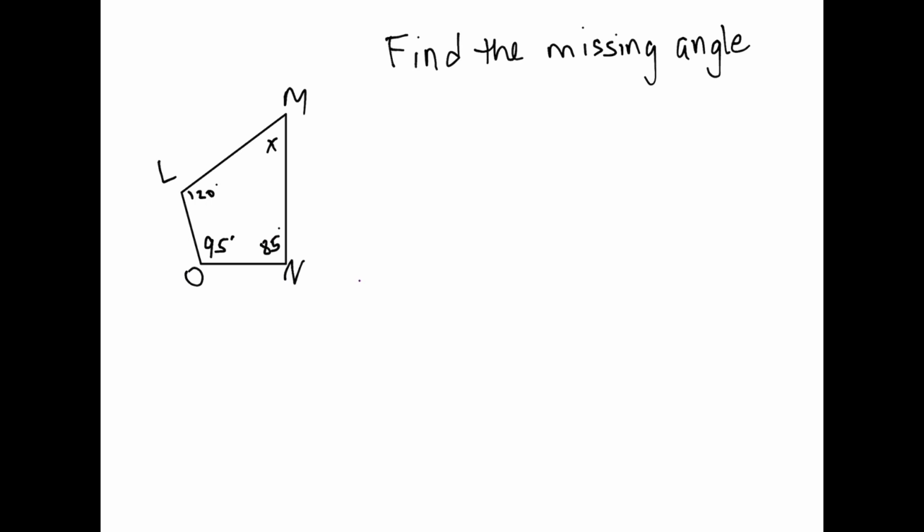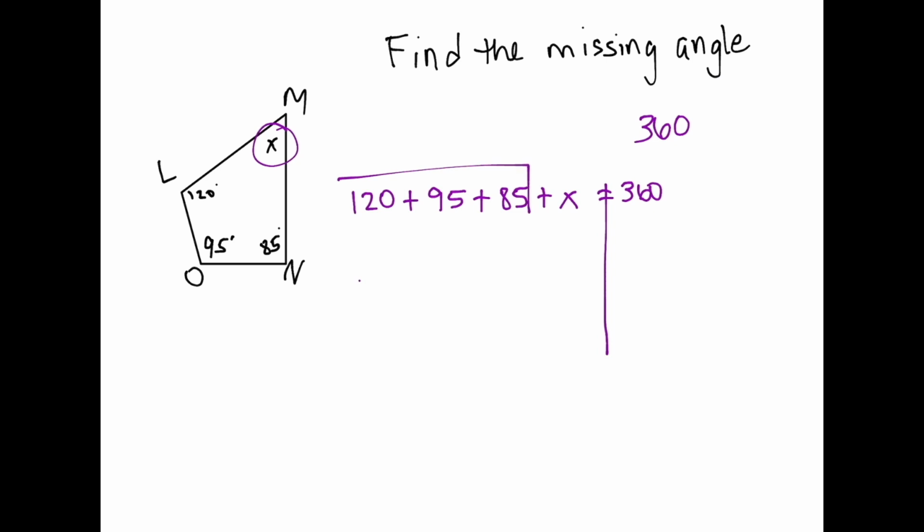Go ahead and pause the video and try to find the missing angle of this quadrilateral on your own. Now let's see how you did. We're looking for this angle here. The sum of the angles is 360. So you can take 120 plus 95 plus 85 plus x and get a total of 360. First step is to add the angles that you already know. That gets us 300. So now we have 300 plus x equals 360. We need x by itself, so subtract 300 from both sides.